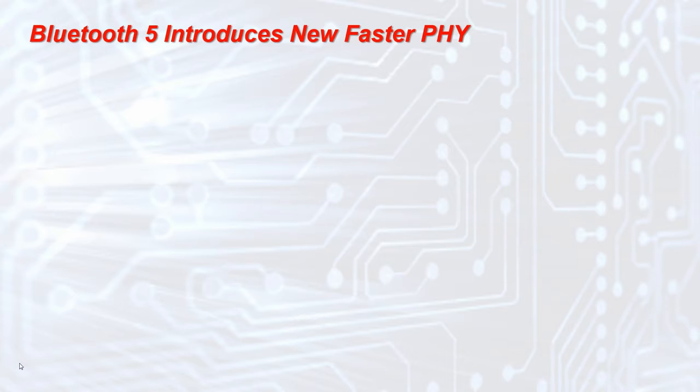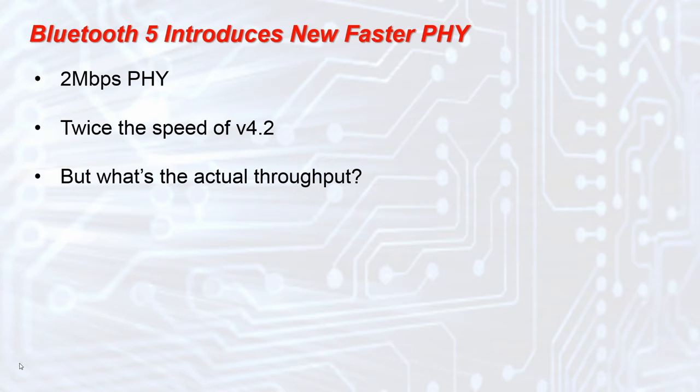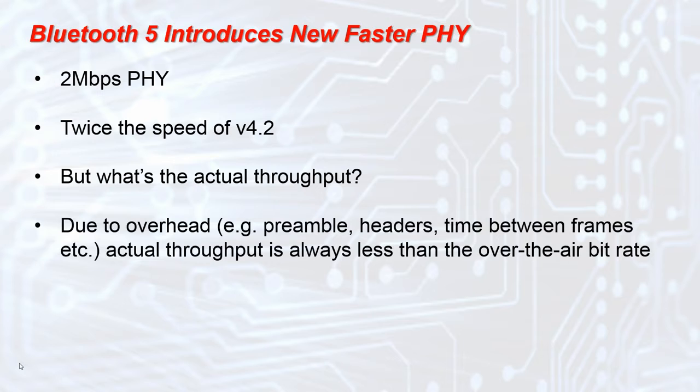As you may already know, one of the key features in Bluetooth 5 is the new 2 megabit per second PHY. That is twice the over-the-air bitrate of version 4.2. As a result, developers are wondering what kind of throughput you can get with this new PHY. So in this video, we're going to measure the throughput capabilities of the new TAIYO Yuden Bluetooth 5 modules. Keep in mind though, that there is overhead in sending data. So in terms of actual payload, throughput is always going to be less than the over-the-air bitrate.